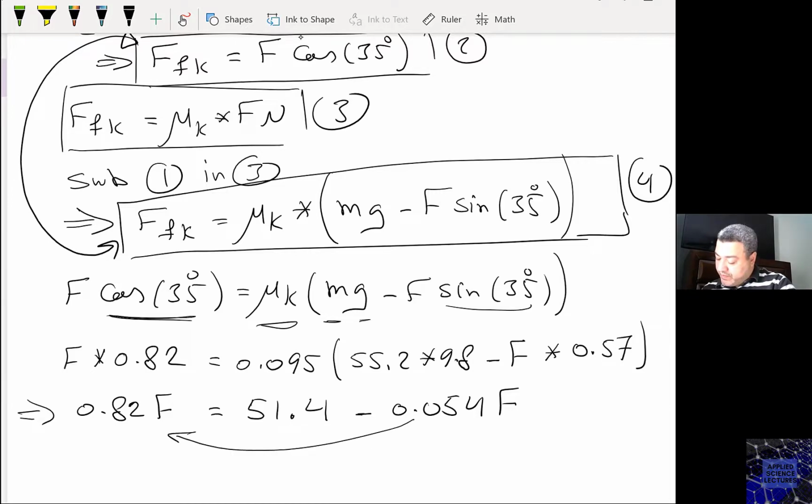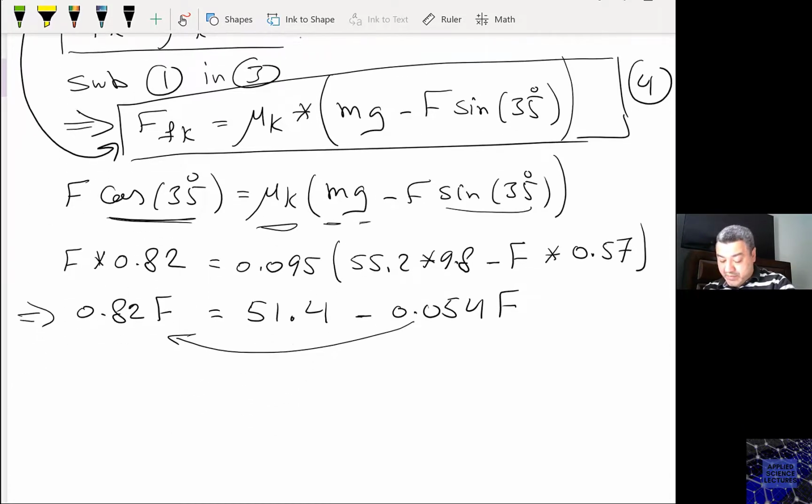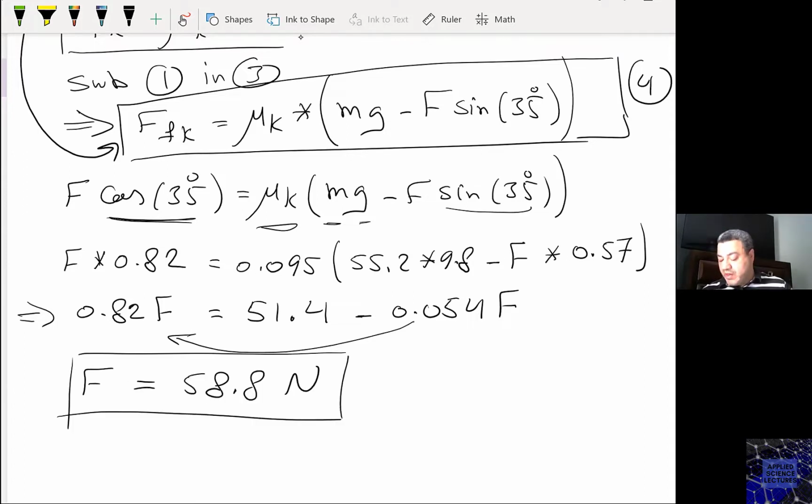Take F this side, then F equals 58.8 in Newtons. That will maintain a constant velocity and at the same time overcome the kinetic friction.